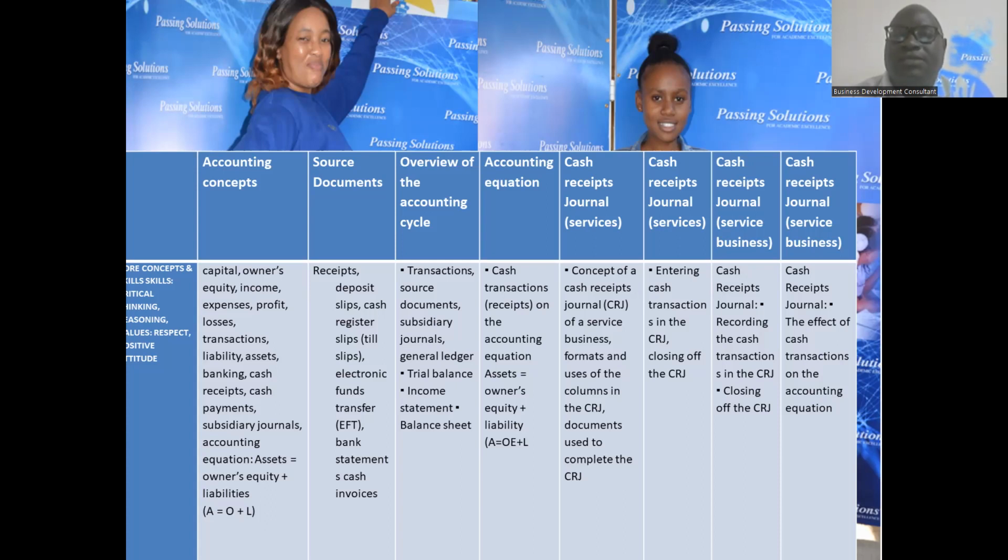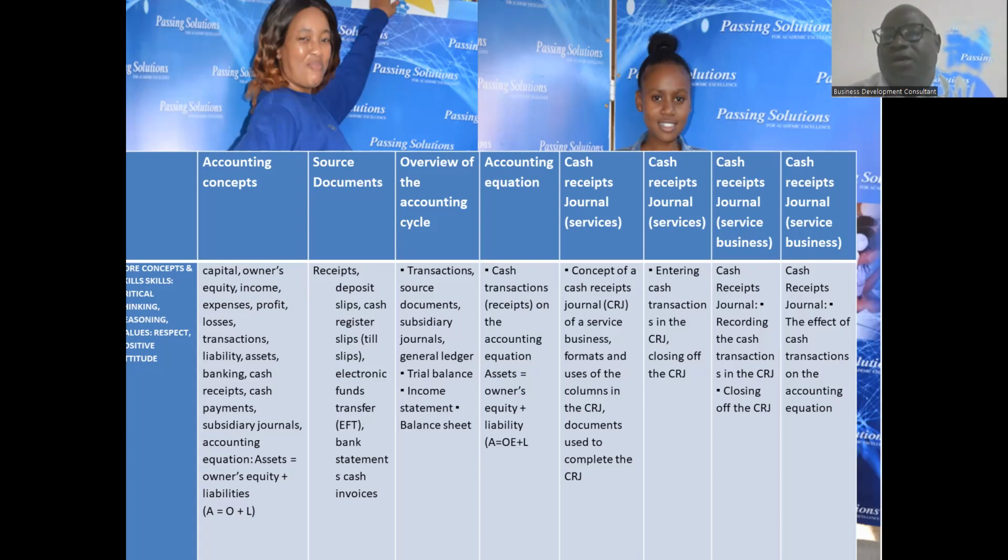Interesting. And then we move on to the cash receipts journal. And of course, the first thing is to look at service businesses, those that do not buy and sell. What does this involve?